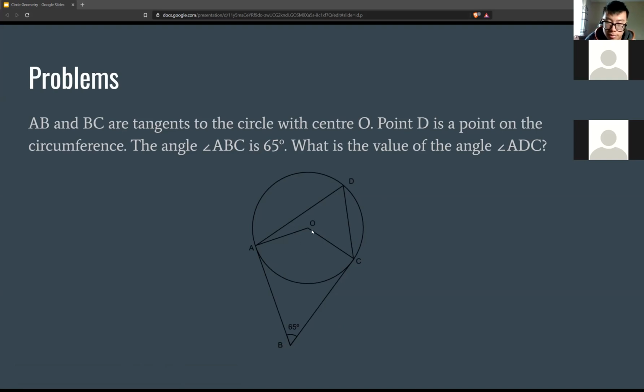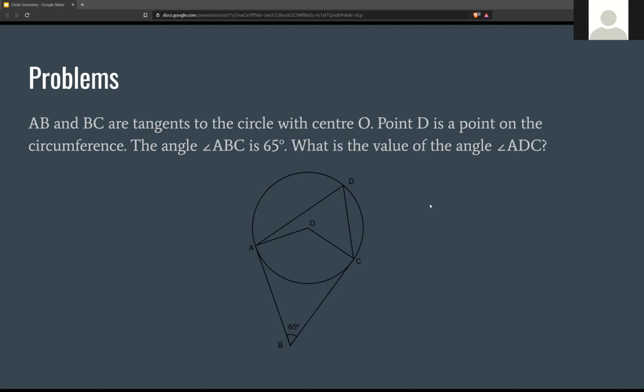Okay. And since that's 115 degrees, that's part of the Star Trek of ADCO. So now we can use the Star Trek theorem: we divide AOC by 2 to get ADC. And so 115 divided by 2, sorry if it's a decimal, is 57.5 degrees. Give me a thumbs up if you understand.